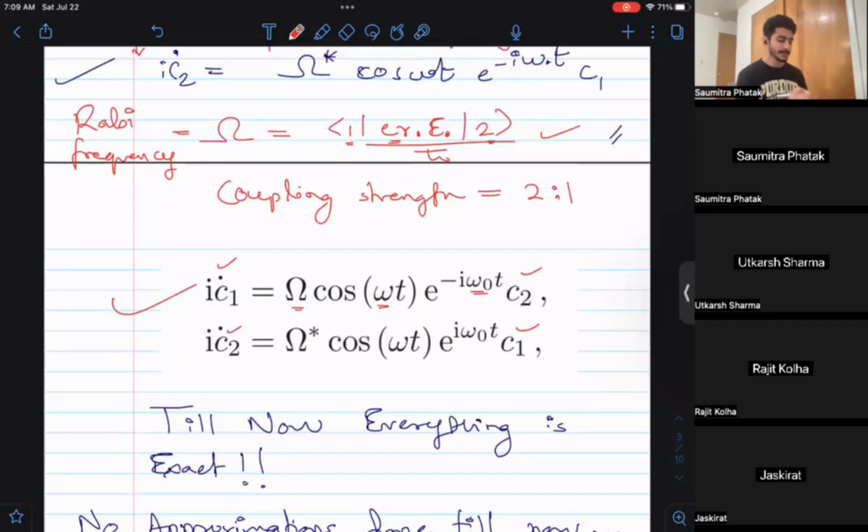So these are the two expressions which are the coupled differential equations for our system. Our system was a two-level system, where an atom is interacting with light, and the light is considered as a classical electric wave, which is a changing electric wave. Till now, everything that we have done has been exact. Mathematically, we have not considered any approximations in the derivation till now.